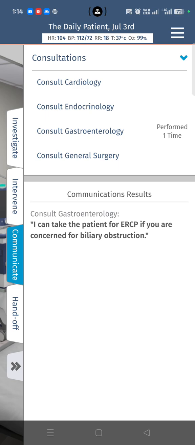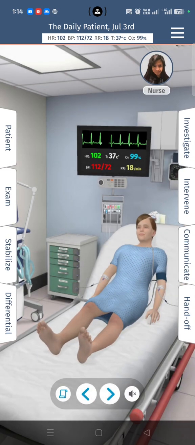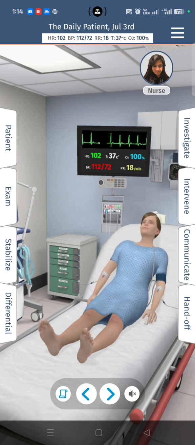So the referral says that the patient needs ERCP. ERCP basically stands for endoscopic retrograde cholangiopancreatography. For extra edge, this patient shows clinical symptoms of Reynolds pentad, which consists of Charcot's triad, that is fever with right upper quadrant pain and jaundice, plus hypotension and altered mental status.